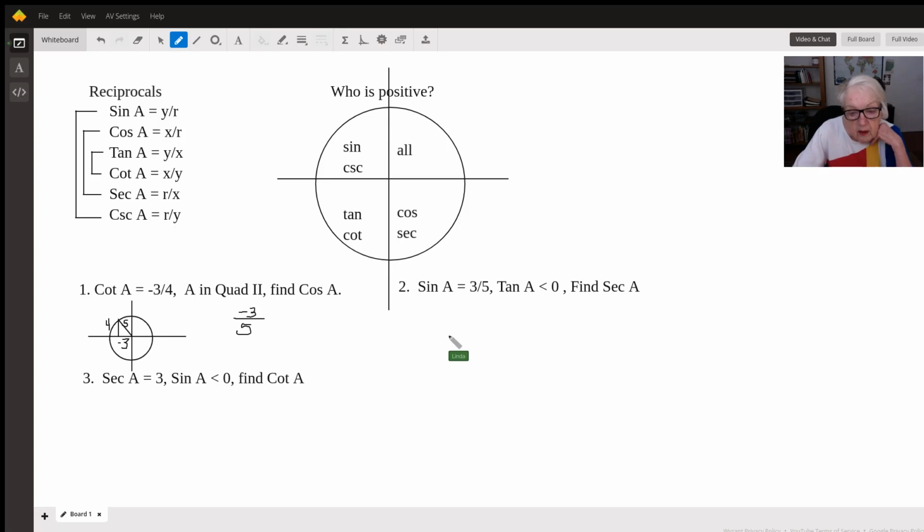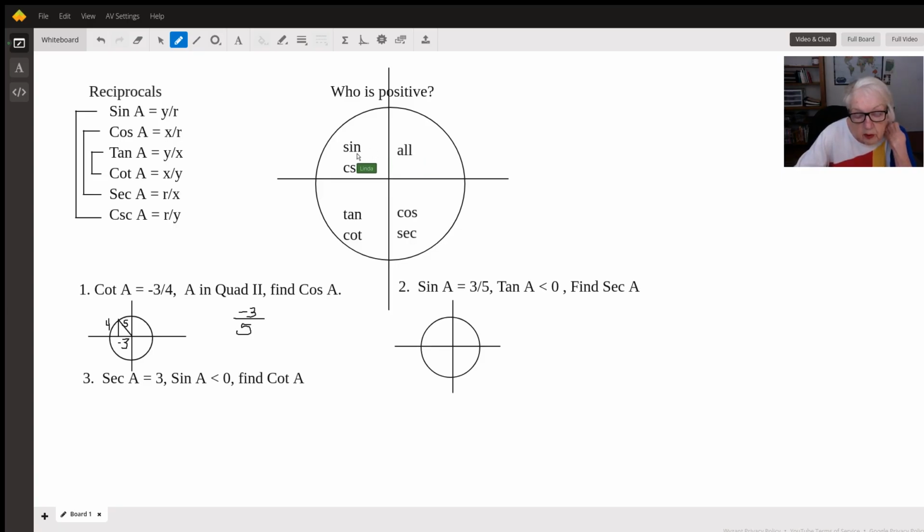Let's go over to the second one. We are going to draw a circle and put the XY axis on it and find out where this angle is that they're talking about. This says that the tangent of the angle is less than 0. So the tangent is negative. So where would that be? Well, in the first quadrant, everything's positive.